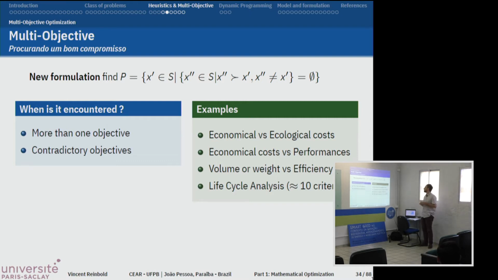Here I have some examples. Economical versus ecological, okay? This is clear. This is clear that it's completely contradictory, okay? Especially in our world. Economical cost versus performance. We want to minimize the cost, but we want to have a good performance. This is a big contradiction.